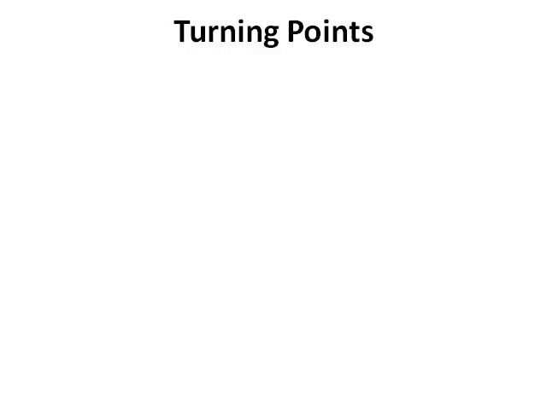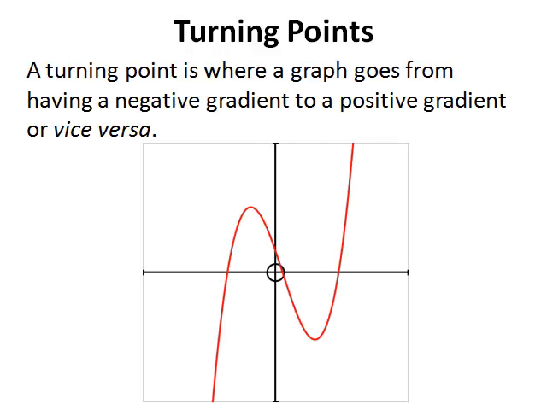We're going to now look at turning points, which tend to be some of the easier merit questions. The turning point is where the graph goes from having a negative gradient to a positive gradient, where on the graph it turns. So at this point we see the gradient is negative, and at that point we see it's positive. So in between it changes from negative to positive, and it is 0 at some point in between.